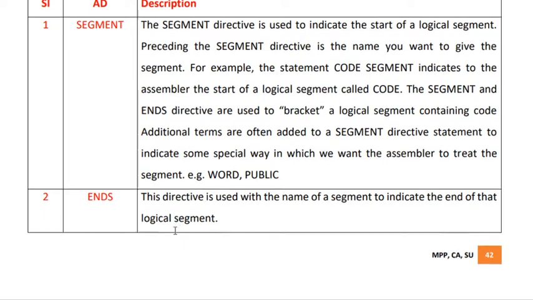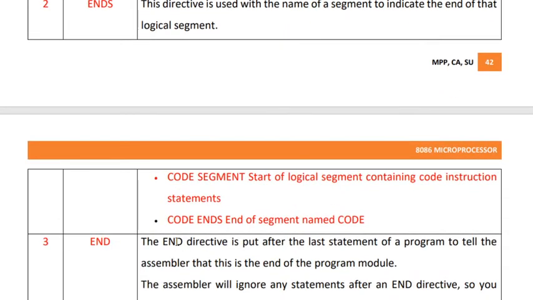Now the next directive that we have is called ends. This directive is used with the name of the segment in order to indicate the end of a logical segment. For example, if we have created a logical segment by the name code, and you want to end that particular segment, we write code ends, and it will end that logical segment. Every logical segment that we create has to be terminated with the help of the ends directive.